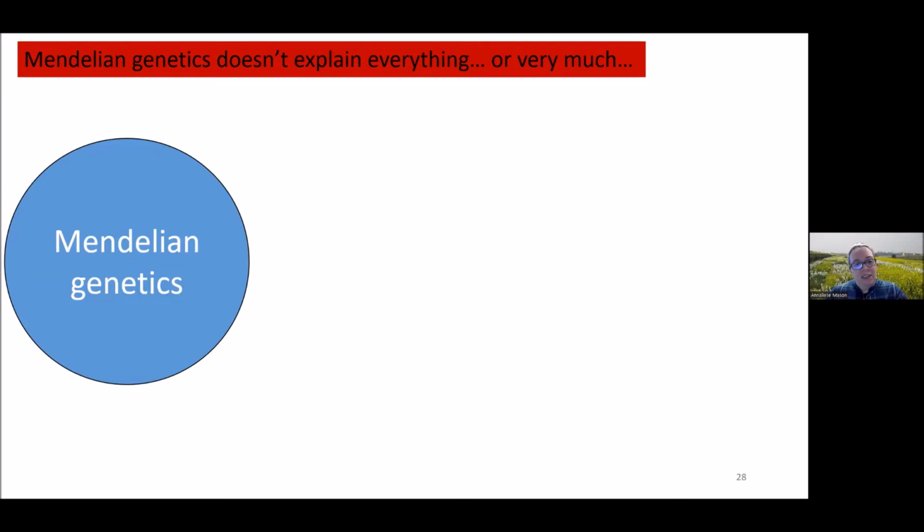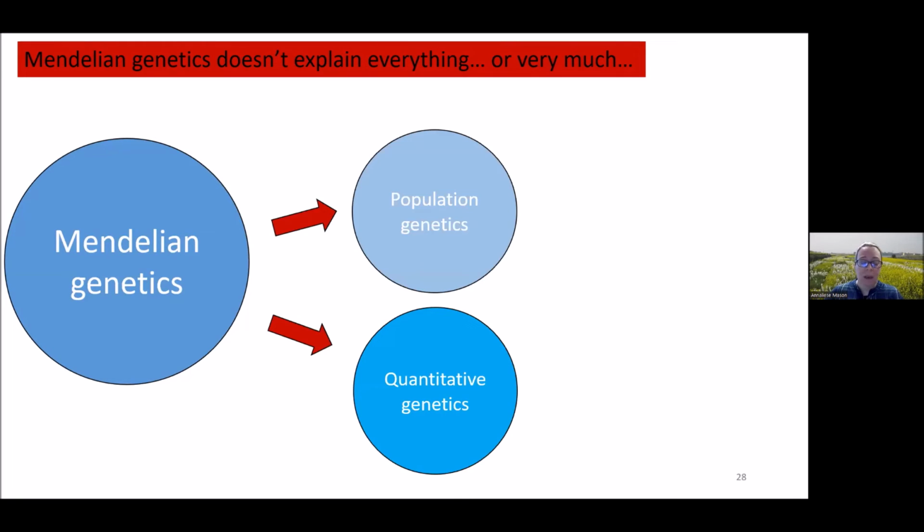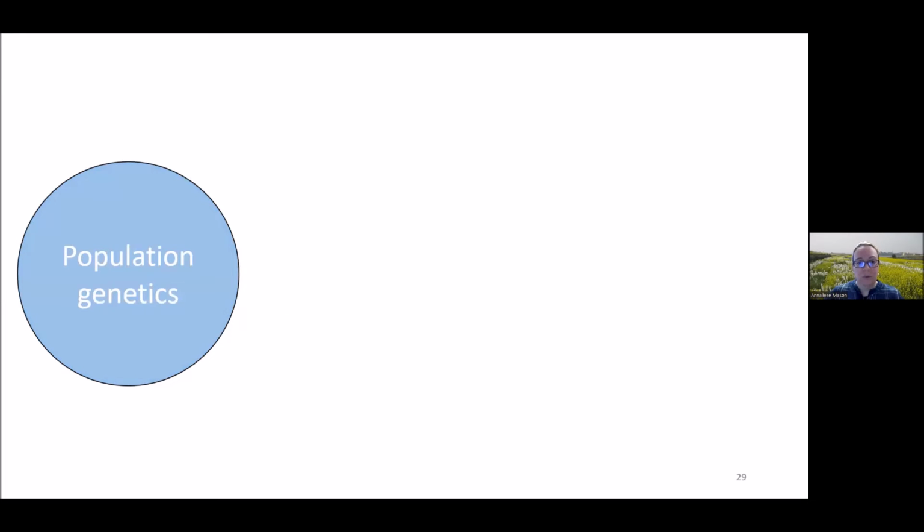Okay, but Mendelian genetics didn't explain everything, or actually very much. It was a big breakthrough, but there were clearly some issues relating to the inheritance overall of traits from parents to progeny. This led to the rise of two new fields, population genetics and quantitative genetics. And these basically kicked off, population genetics was first.